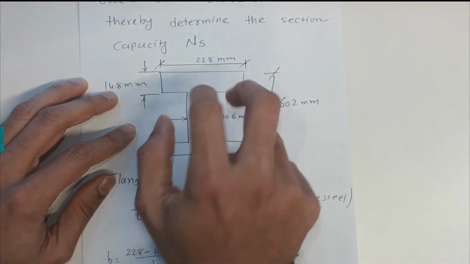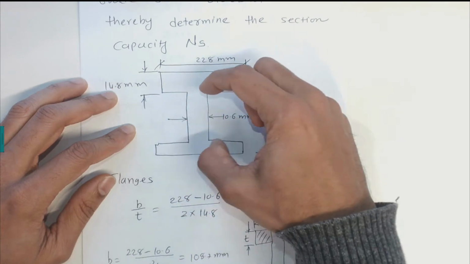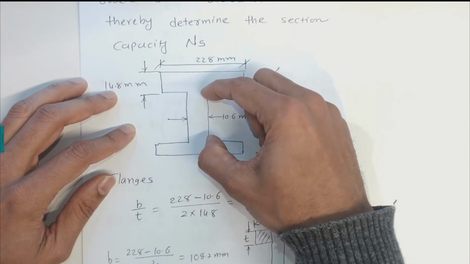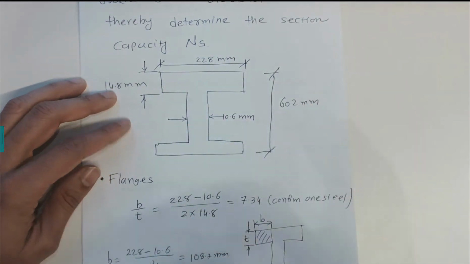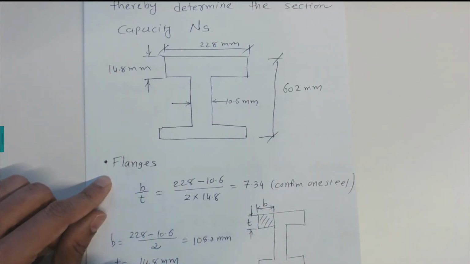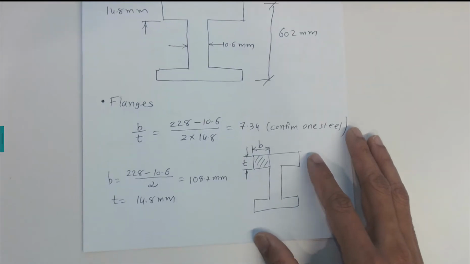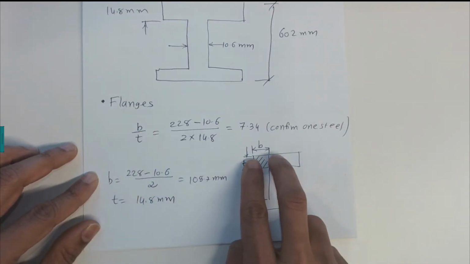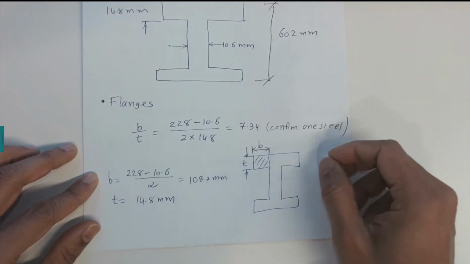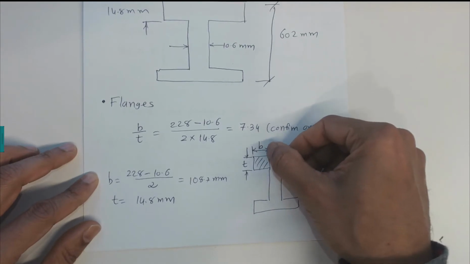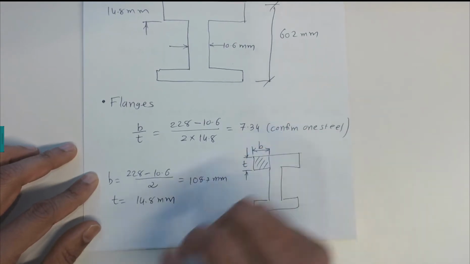Now we are going to check whether the flange is going to buckle or the web is going to buckle. So we're going to do two checks for this one. Let's start with the flange. For the flange we need to get the b over t ratio. How do we find the b over t ratio? b is the flange outstand, so we need to find what b is and what the t value is.